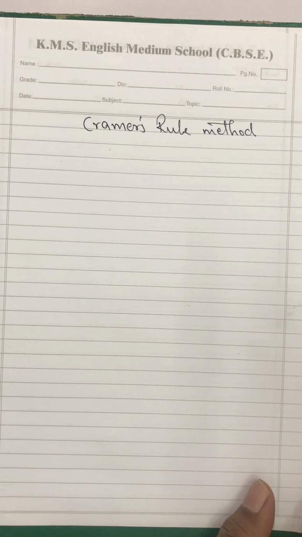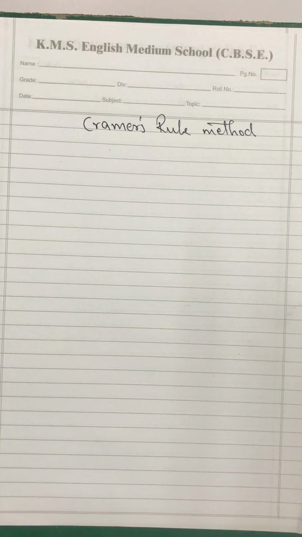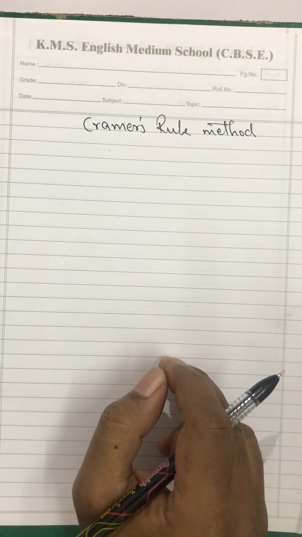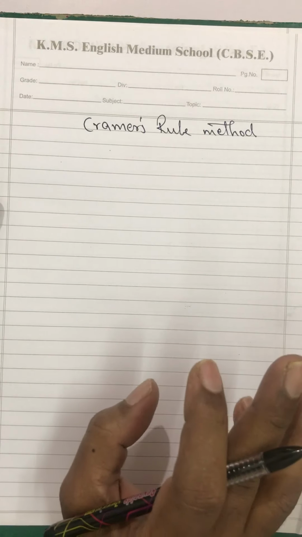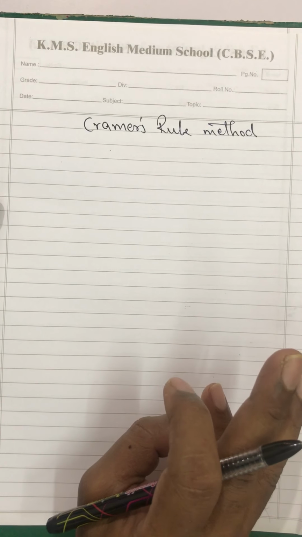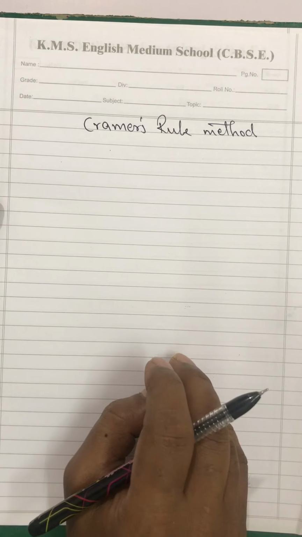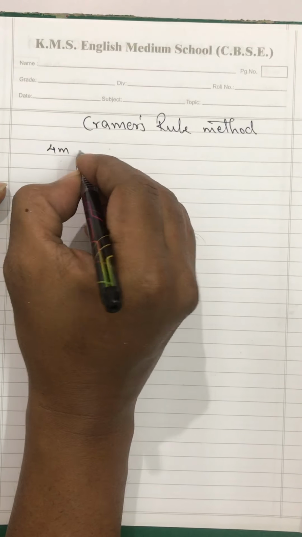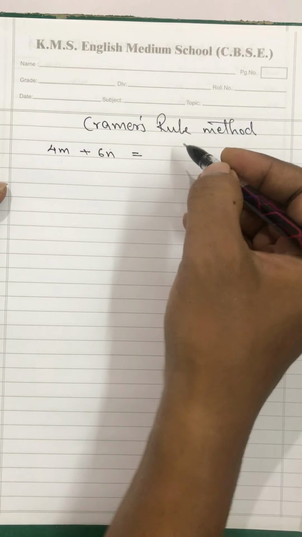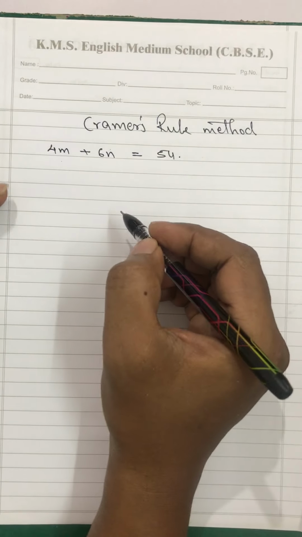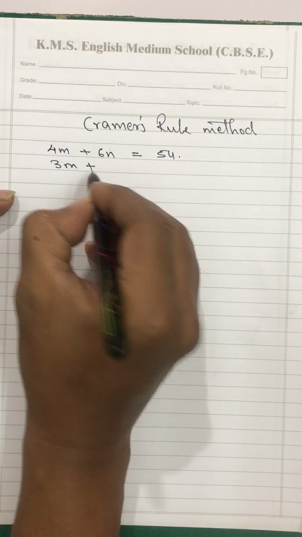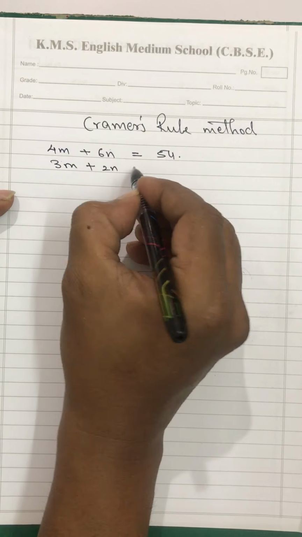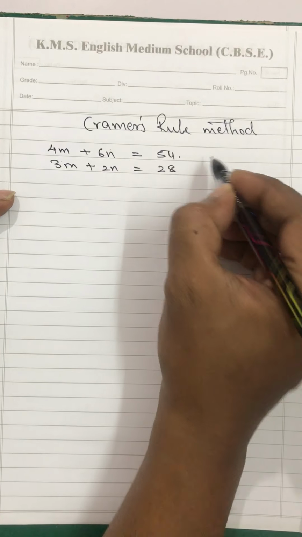Now our next topic of solving linear equations in two variables is the Cramer's rule method. We have finished with the equating the coefficients method and the graphical method. So going with the same question that I have solved before: 4m plus 6n is equal to 54, 3m plus 2n is equal to 28.